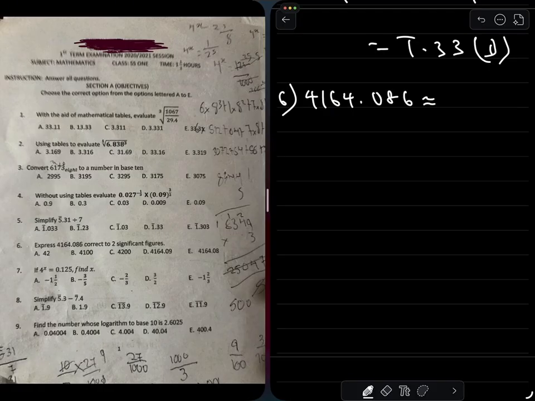9 is 4164 point 14. That's wrong. They didn't say to 2 decimal places. They said to 2 significant figures. Okay, how many significant figures are in this number? 1, 2, 3, 4, 5, 6, 7.